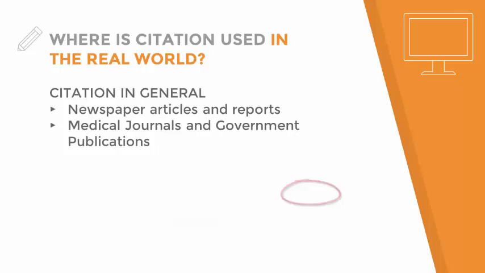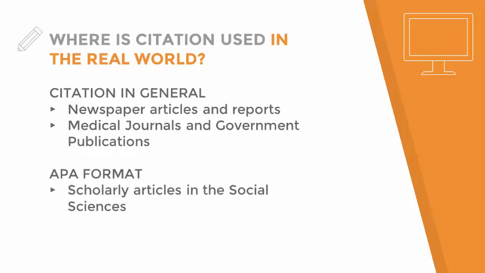What about APA format? Where is that used? Well, APA format is used in professional and scholarly articles in the social sciences, including the study of human society and social relationships, and fields like sociology, education, economics, psychology, linguistics, politics. Other fields that use APA include business and medicine. For example, professional journals in the nursing field might use APA format.